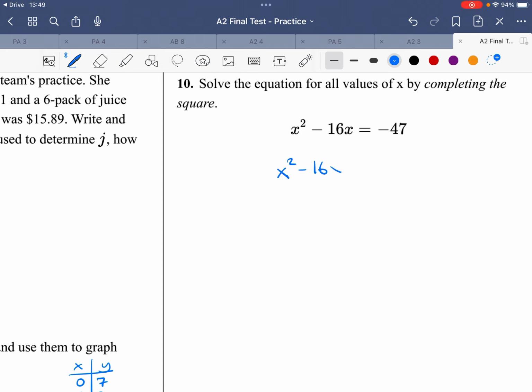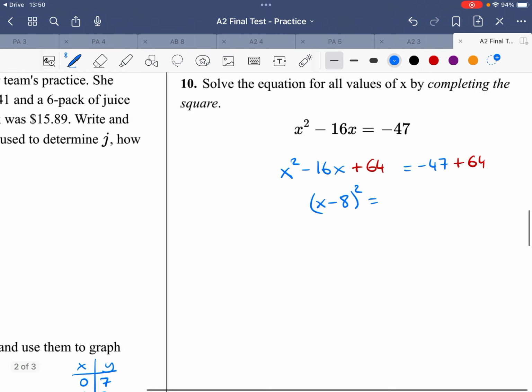So x squared minus 16x equals negative 47. To complete the square, I need to know the magic number that I have to add here. Negative 16 divided by 2 is negative 8. Negative 8 squared is 64, so I'm going to add 64 on both sides. Why do I do that? So I can write this as a perfect square trinomial: x minus 8 squared equals 64 minus 47, which I think is 17.